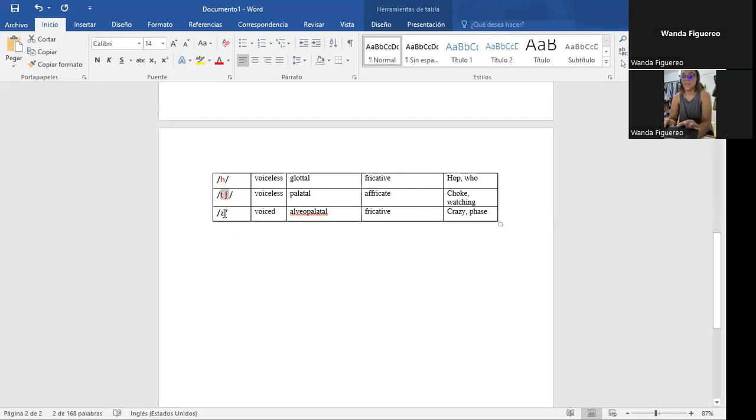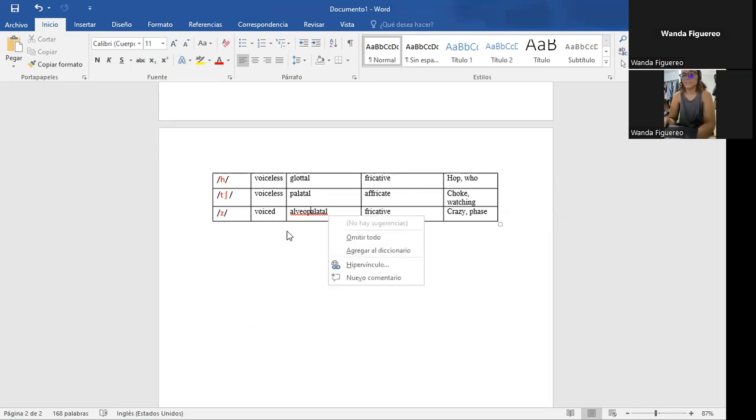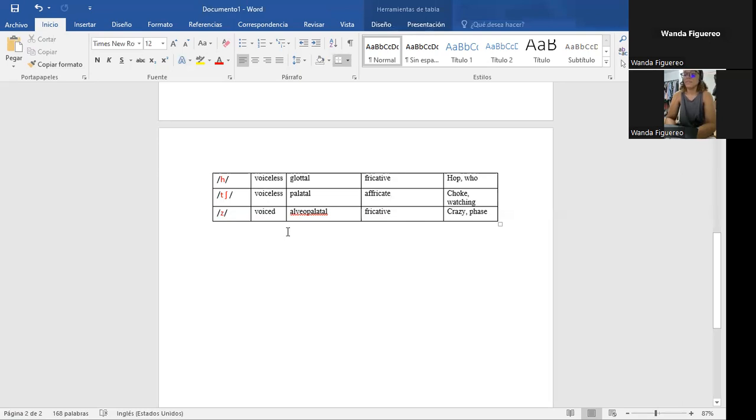And the last one we have is z. It is a voiced alveopalatal fricative. So the sound originates between the alveolar ridge and the palate. Examples: crazy, phase.